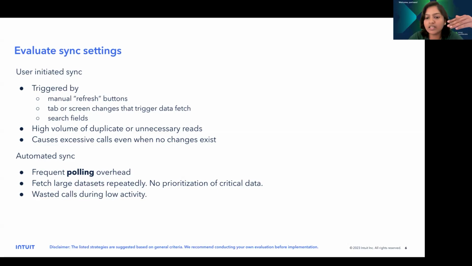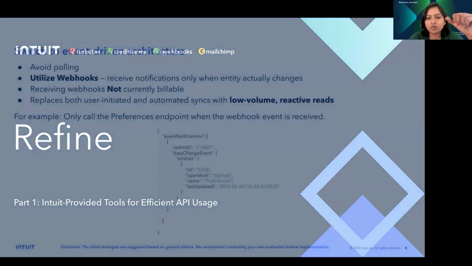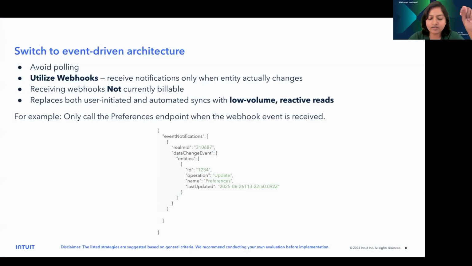Obviously, after evaluating, the next step is, what are the strategies that you could implement, right? This section on refining your application or business process for the read API calls, we have divided into two sections. One is, what are the Intuit provided entities or tools that you could use to help you reduce the amount of CorePlus or read API calls that you make. So the most popular recommendation that we give is to use webhooks.